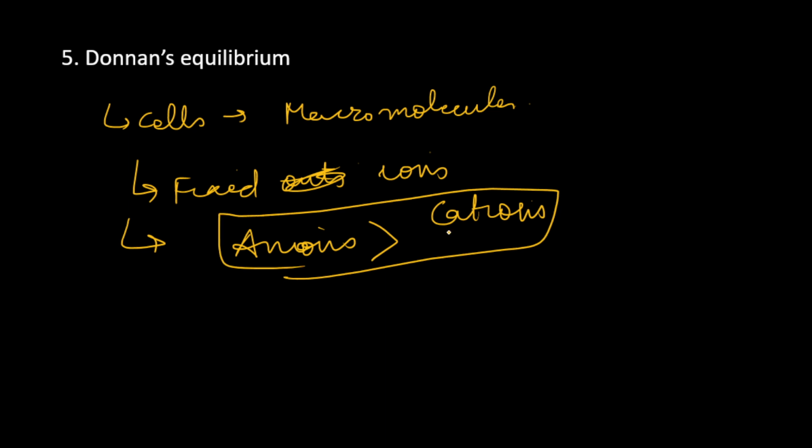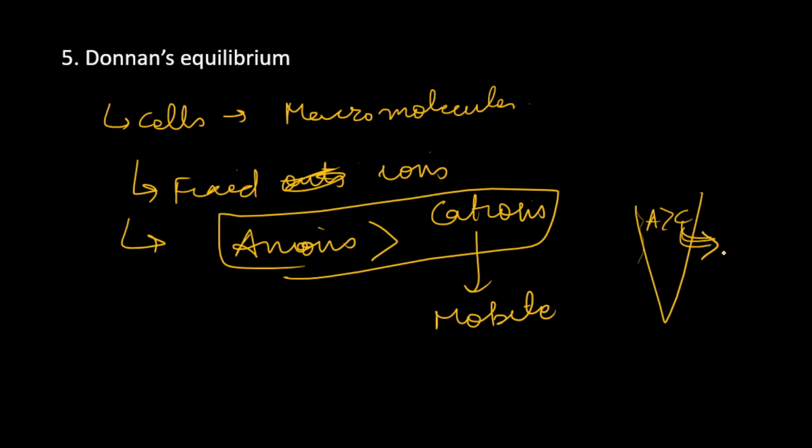Now the cations are mostly mobile, and they diffuse through the membrane. This is the root. We have more anions than cations here. The cations are mobile and they start diffusing through the membrane. As they diffuse out of the membrane, the anion amount keeps increasing and the cation amount keeps decreasing. So to balance this decreasing amount, there is exchange of external solutions.